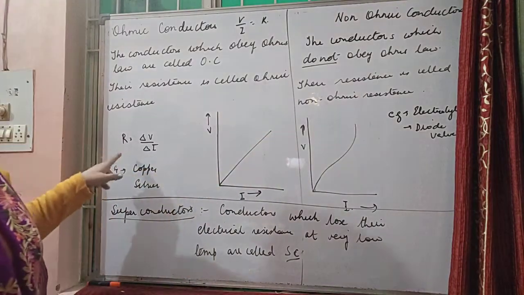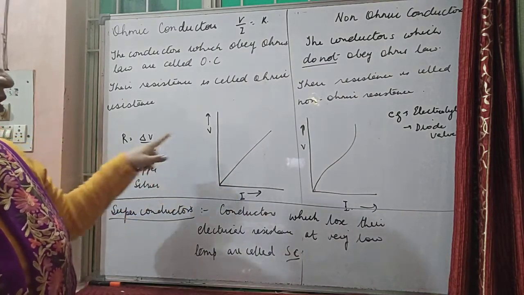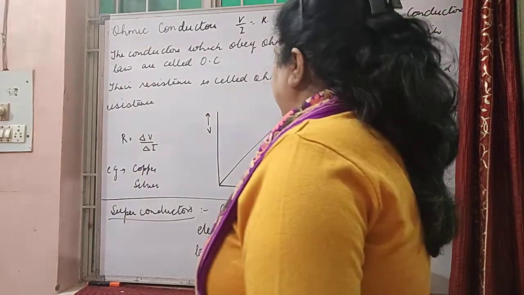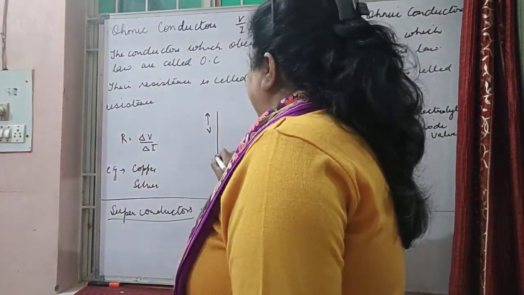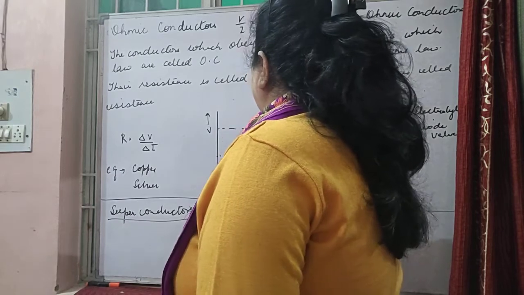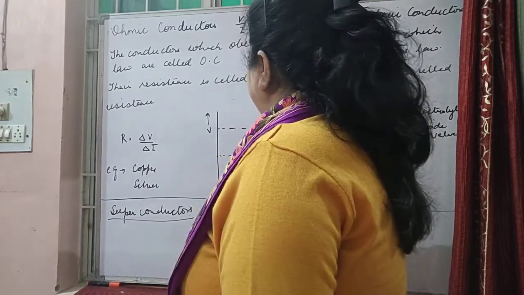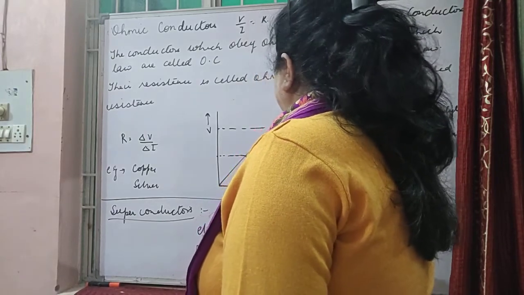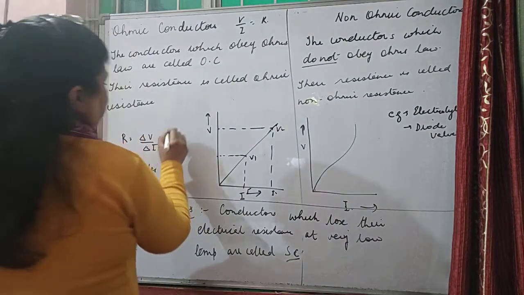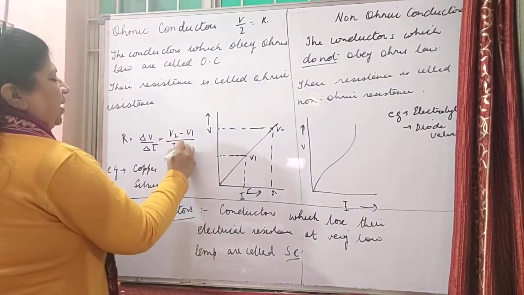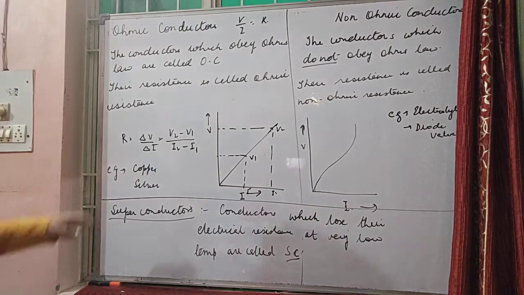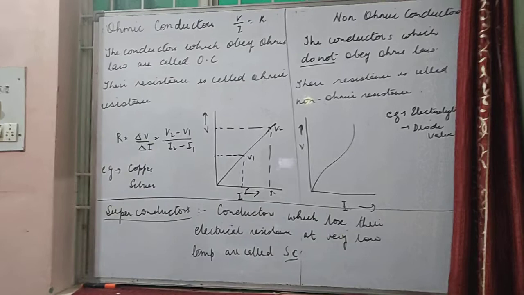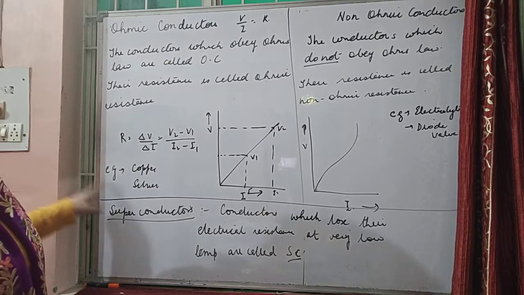And the resistance is given by the slope of these two, delta V upon delta I. In class 10th, you have learned how to take out the slope. If you are talking about delta V, it means difference of V. Any two values of V we take, V1 and V2, and corresponding I1 and I2. So delta V means V2 minus V1, and delta I is I2 minus I1. Right. So the value of the slope is the value of the resistance here. Then the examples are copper and silver.